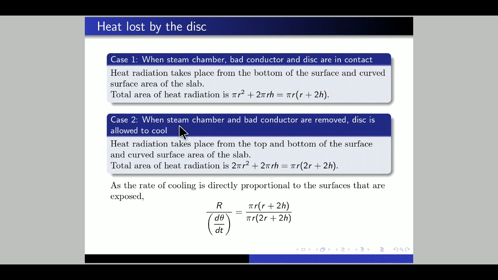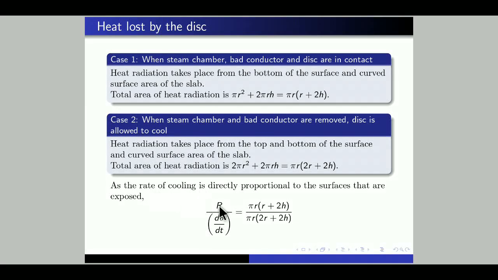Now case 2: when the steam chamber and bad conductor are removed and the disk is allowed to cool freely. Now heat radiation takes place from the bottom surface and top surface of the Lees disk, and also along the curved surface area of the circular disk. Now the total area exposed is 2 pi r square plus 2 pi r h. Commonly we can write pi r into 2r plus 2h. Now you know that the rate of cooling is directly proportional to the surface area exposed.